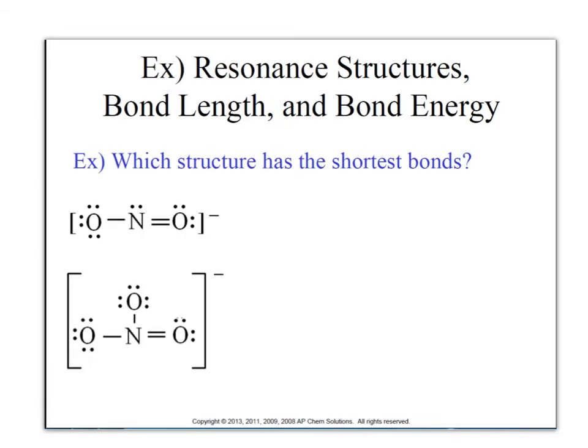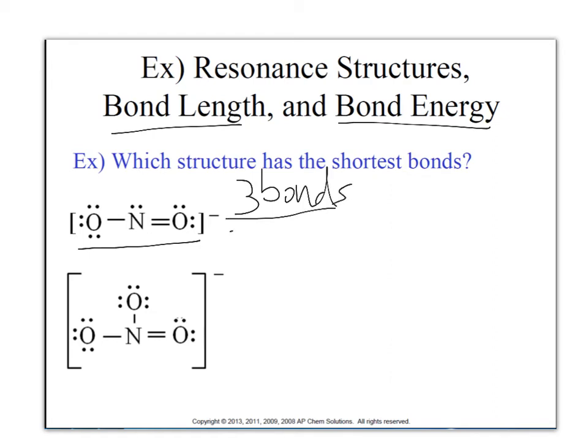Okay, so what's the big deal, Mr. Flugum? What do we need to know about this? Well, here's a couple things you need to know, right? About bond length and bond energy. So which structure has the shortest bonds? Well, here we have nitrite, which is NO2. And if we look, we have 3 bonds for 2 atoms. So, in the end, that means we have approximately 1.5 bonds per atom.